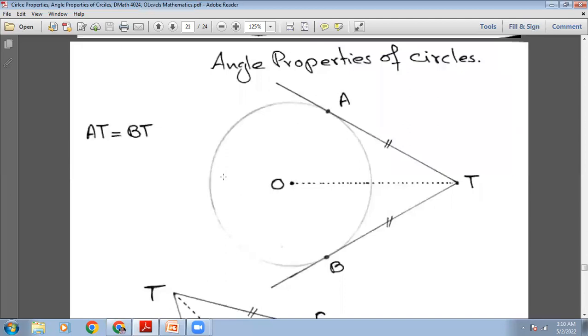If you have two tangents coming from the same external point to the same circle, both the tangents will be equal in length. So AT and BT will be equal in length.